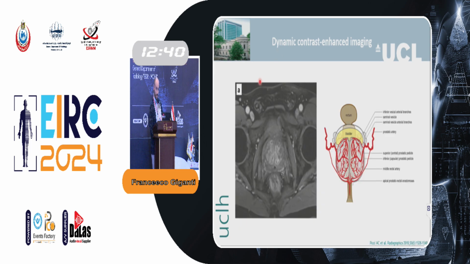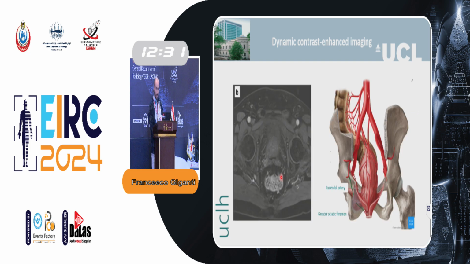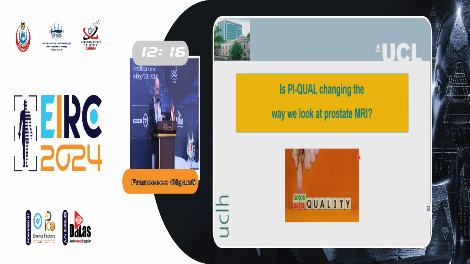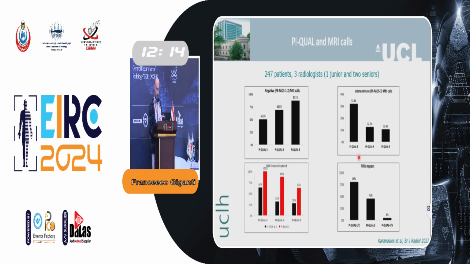If we have a good quality MRI for DCE sequences, we will see the capsular vessels very clearly here, as you can see on the left, but also the pudendal artery in the Alcock's canal. So if we see these 2 anatomical structures, again, the quality is good. Of course, we can have artifacts also on DCE sequences, such as a metallic implant in the right hip and motion artifacts. So PI-QUAL is changing the way we look at prostate MRI.